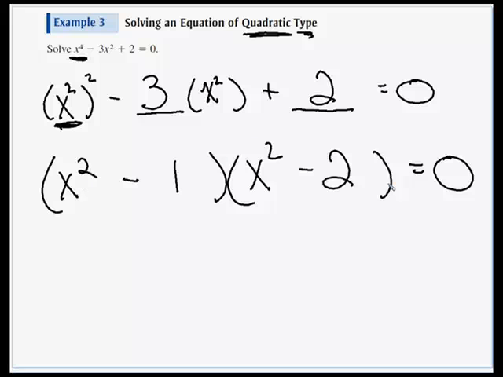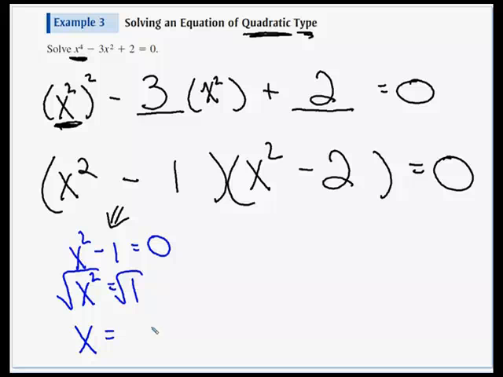Yes, again, we have two terms multiplied set equal to 0. So I will set this term equal to 0 first. X squared minus 1 equals 0, and we could add 1 to both sides. X squared is 1. And then take the good old square root. X is, the square root of 1 would be our positive or negative 1.